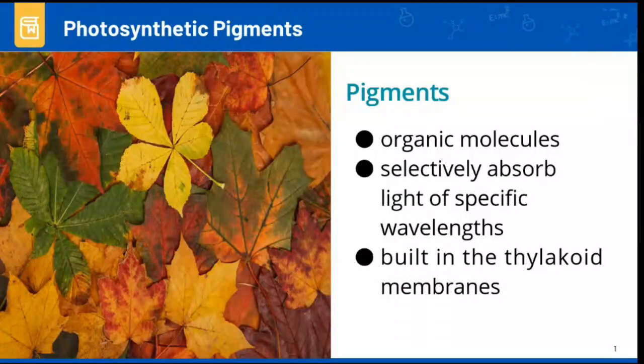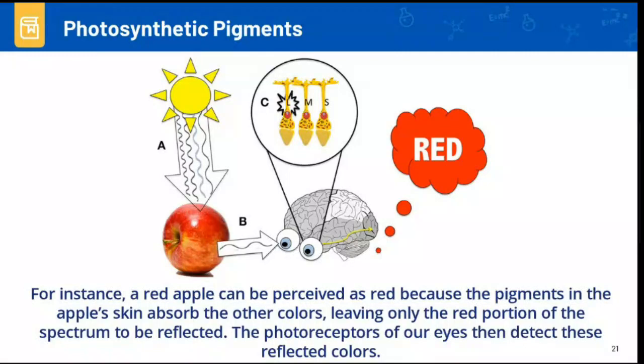For example, in this picture, the red apple can be perceived as red because the pigments in the apple's skin absorb the other colors. So all colors are absorbed by this apple. Okay? But the only portion of the wavelength that is reflected back is the color red.